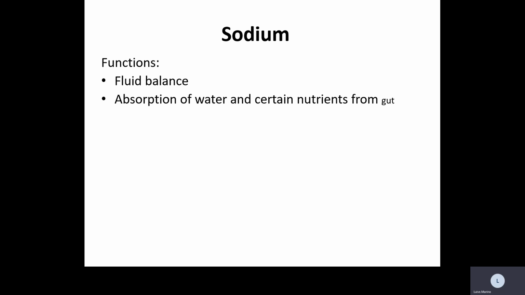Sodium is required for fluid balance and the absorption of water and certain nutrients from the gut. So this is a really whistle-stop tour of all the functions of macro and micronutrients, and obviously it's very top line. There are lots of things that you can read about if you're interested in more, but essentially there is a myriad of functions that many of the micronutrients and macronutrients are required for in the body, and it's astounding to think that all of those come from food.